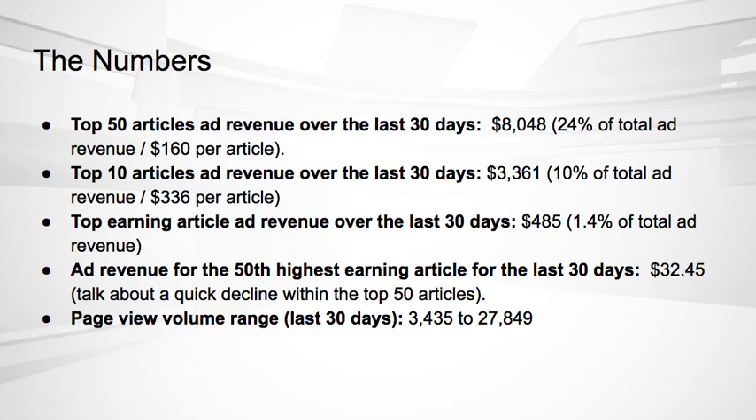All right, so let's talk about the highest earning article's revenue over the last 30 days, and that's $485, and that made up 1.4% of total ad revenue. $485 for one article per month is great, but again, that's not really that much. Like, that is the best article out of 3,800 articles on an aged, fairly authoritative domain with a lot of traffic, and it's $485.